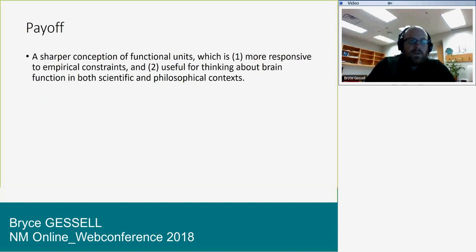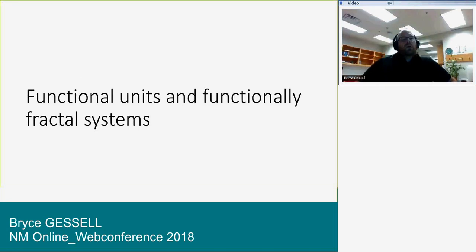So the payoff of this presentation and this paper, I think, is a sharper conception of a functional unit, and specifically a notion that's more responsive to empirical constraints, and that's also more useful for thinking about brain function in both scientific and philosophical contexts. So with that as introduction and background, let me get into the topic of functional units and functionally fractal systems.